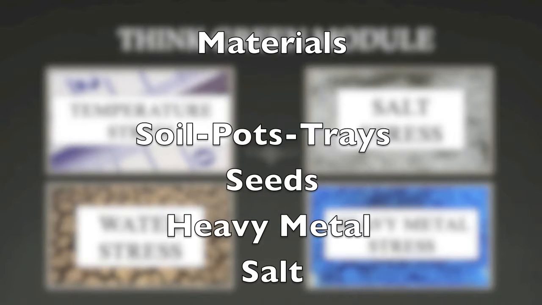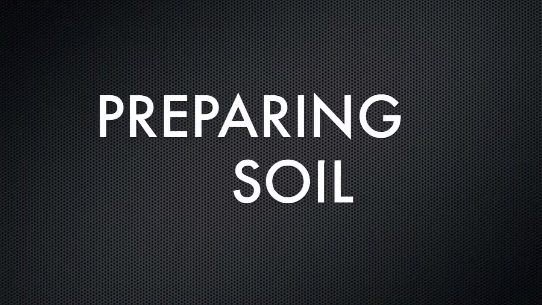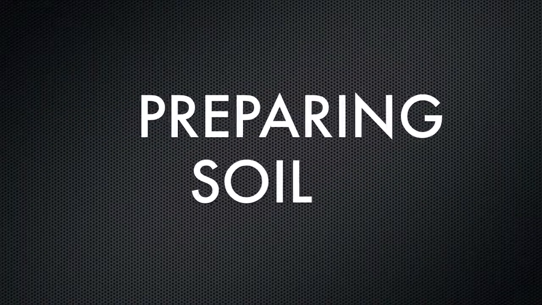For this module, you will need everything required to grow plants, including soil, pots, and trays, the seeds provided to you, heavy metals such as nickel or copper sulfate, and salt. Once you've gathered all the materials, you're ready to get going.